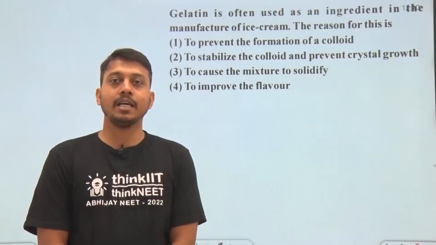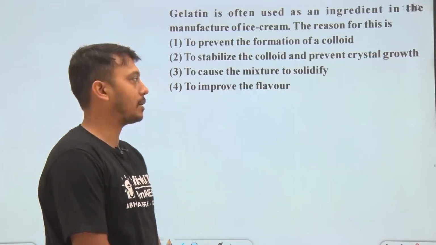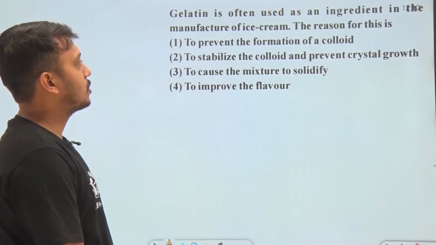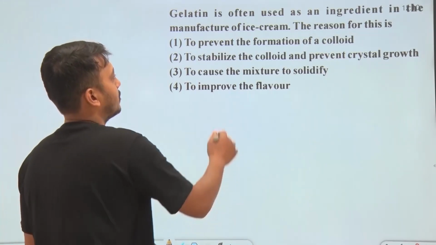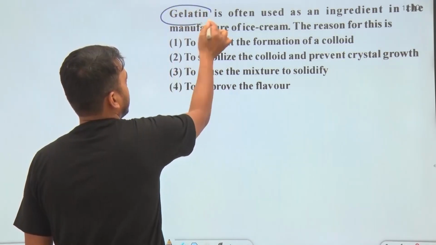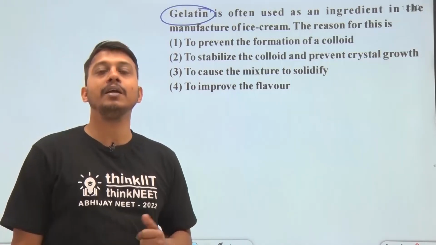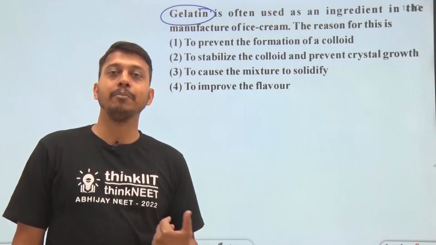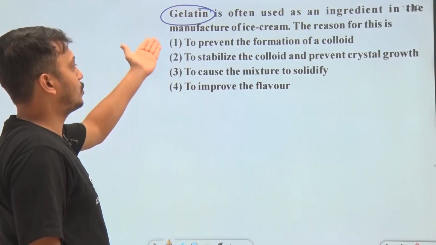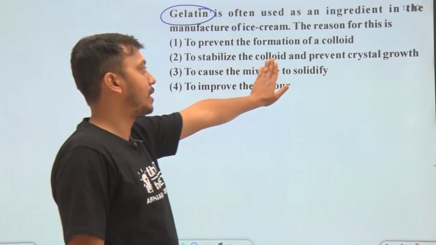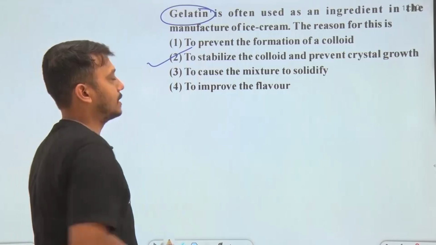So students, the next question is from colloidal solutions, that is the surface chemistry chapter. Gelatin is often used as an ingredient in the manufacturing of ice cream. The reason is that gelatin is basically a lyophilic sol, and we know that lyophilic sols behave as protective colloids and they protect lyophobic colloids. So we can say that gelatin is used just to stabilize the colloid and prevent crystal growth. Hence option number 2 is the correct choice.